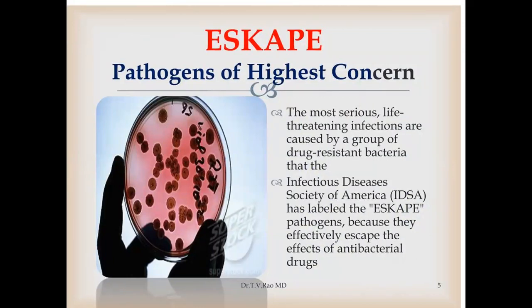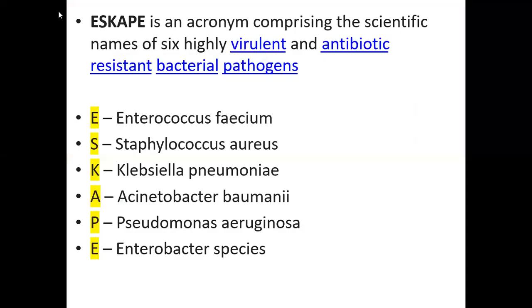And enterococci and staphylococci are in the group of ESKAPE pathogens. What is ESKAPE pathogen? It's a group of drug-resistant bacteria that cause the most serious life-threatening infections. The Infectious Diseases Society of America, IDSA, and the World Health Organization, WHO, have labeled them ESKAPE pathogens because they effectively escape the effects of antibacterial drugs. ESKAPE is an acronym comprising the scientific names of six highly virulent and antibiotic-resistant bacterial pathogens. So ESKAPE: E, Enterococcus faecium; S, Staphylococcus aureus; K, Klebsiella pneumoniae; A, Acinetobacter baumannii; P, Pseudomonas aeruginosa; E, Enterobacter species.